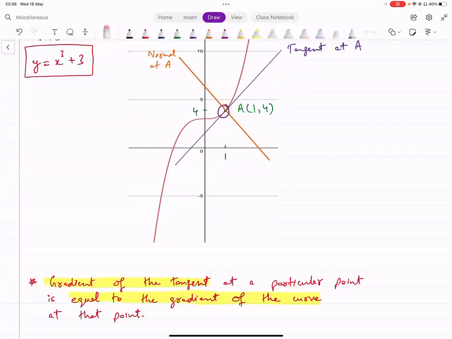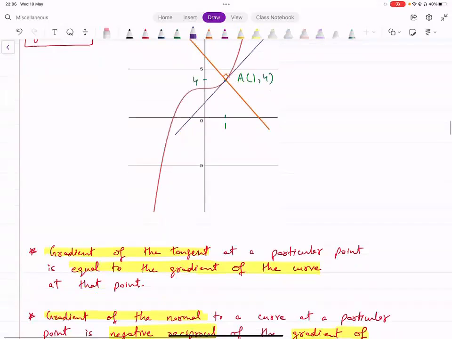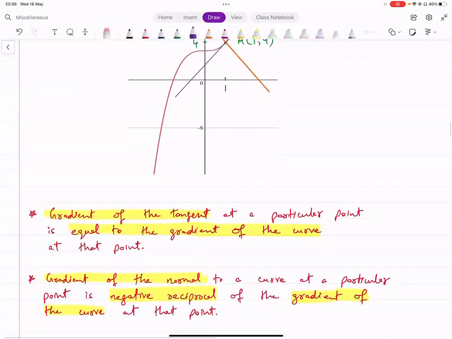Using differentiation. We'll see that in a moment. And then the gradient of the tangent is going to be exactly the same. Okay. What about the normal? Normal का जो gradient होता है, that is, since normal is perpendicular to the curve at that point, the gradient of the normal is negative reciprocal of the gradient of the curve at that point. Normal के लिए आप क्या करते हो? Negative reciprocal ले लेते हो of the gradient to the curve.